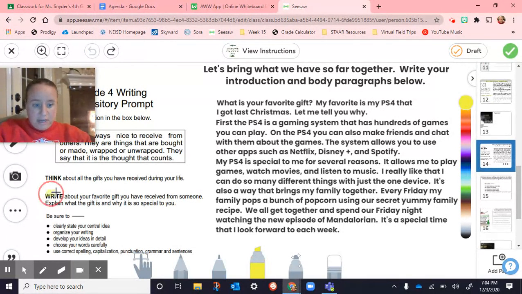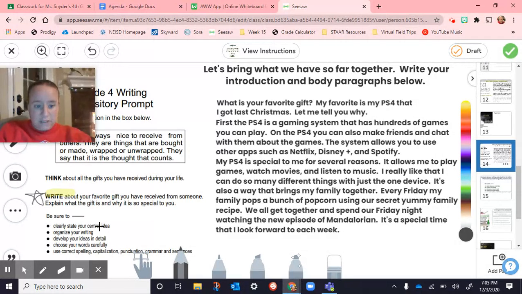So this part right here, the write part, is the most important thing on your prompt page. It tells you exactly what to write, and it's very specific. For example, it says write about your favorite gift. It doesn't say gifts, so you're only writing about one thing. And it's a gift that you've received from someone. Students did pretty good on that part because it was similar to things we've done in the past.